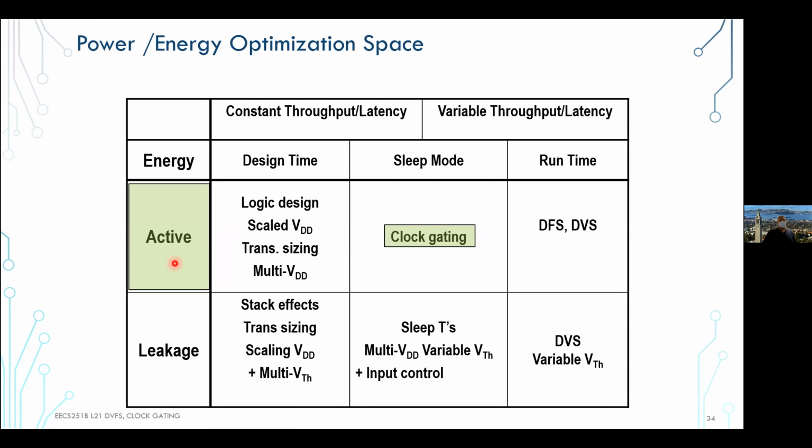It is, again, in our table, a way to reduce the active energy, because you're preventing a flop from being triggered by a clock in case it's not producing any new result, right? So there's no need to update that. Flops burn most of the power if you look at the overall digital system. So if you could even just prevent flops from toggling, that's a big save.